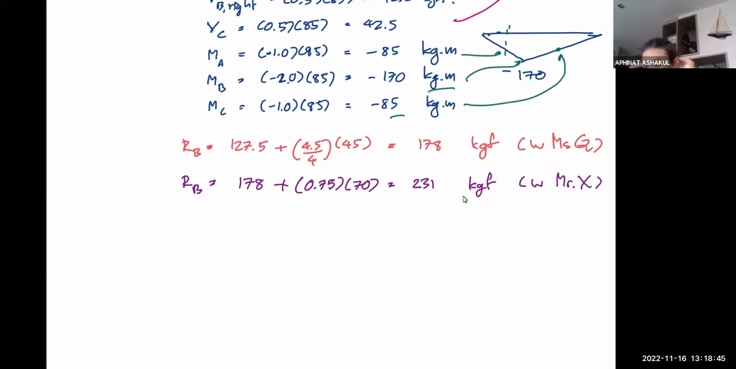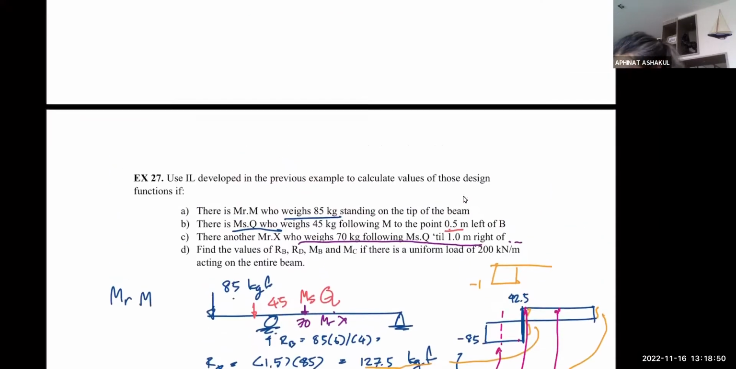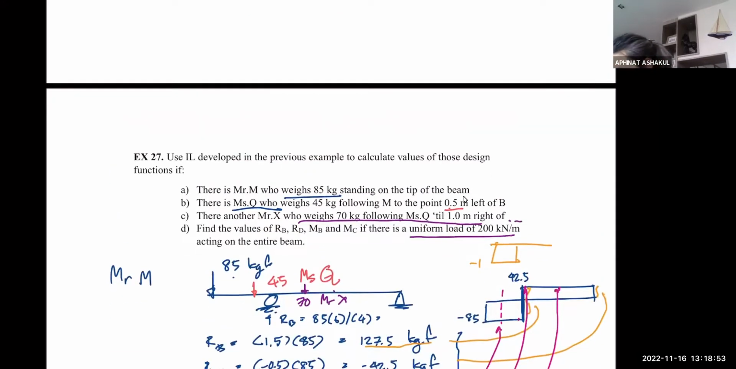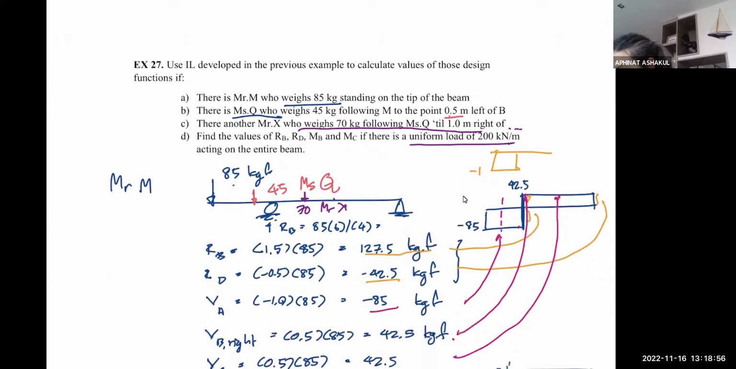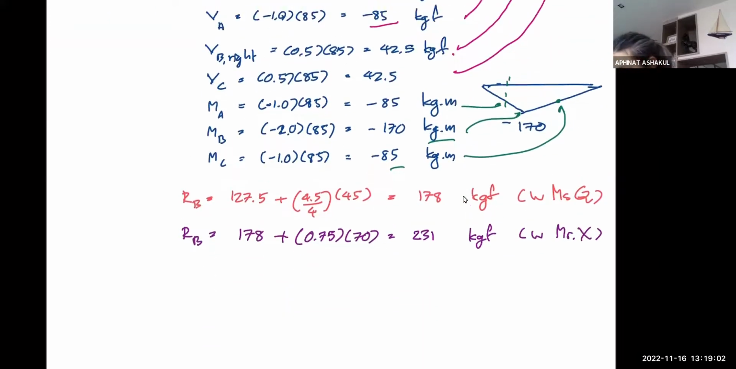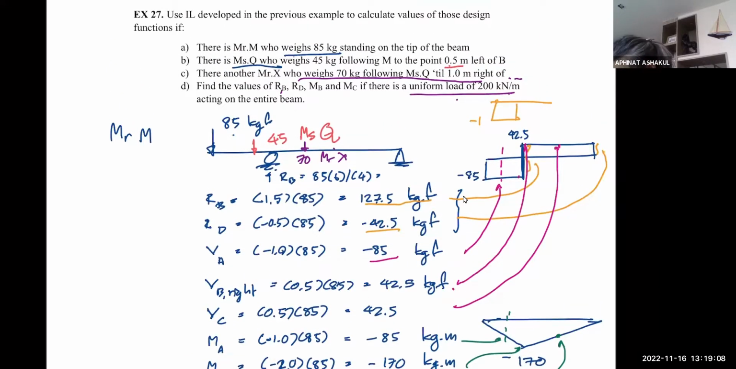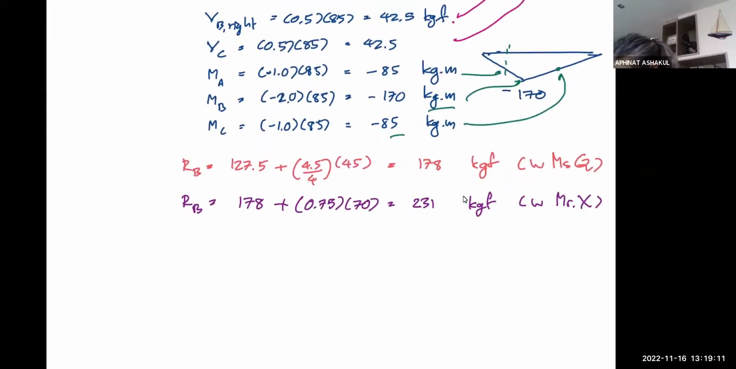All right. And now if I continue on by adding the uniform load of 200 kilonewton. Oh, wait, if it's kilonewton, that means I have to multiply all what I have done with g force, right? That's okay. So let's say these are the values of RB. If there's a uniform load alone, RB would be the total area multiplied by 200, right?